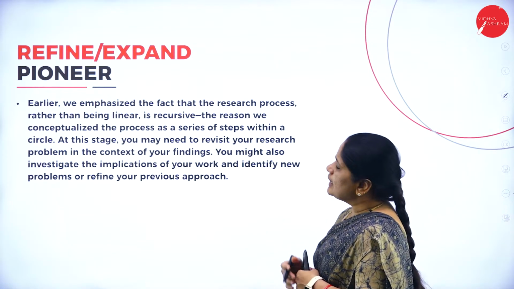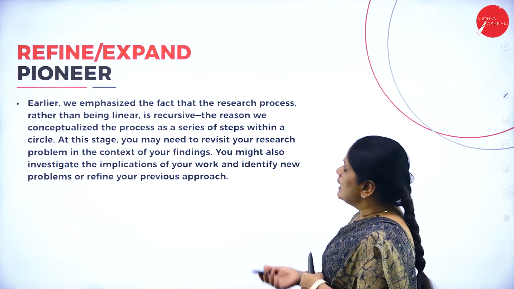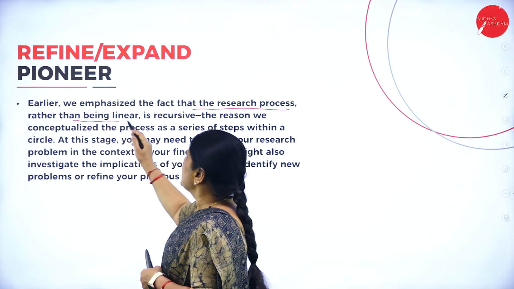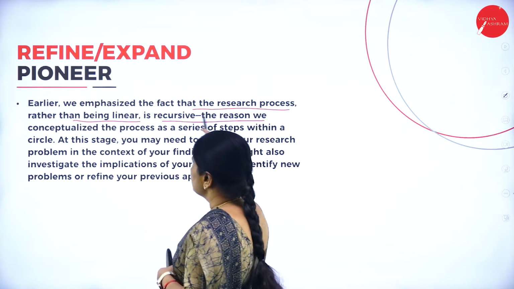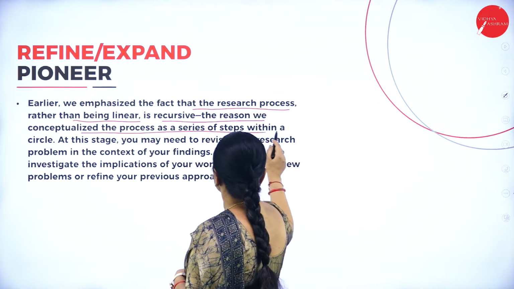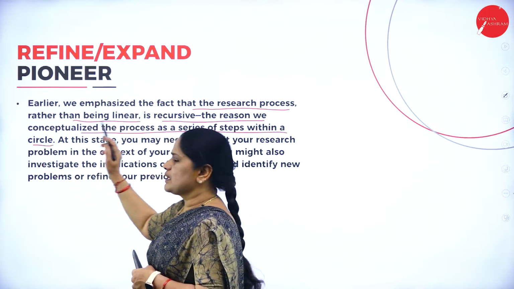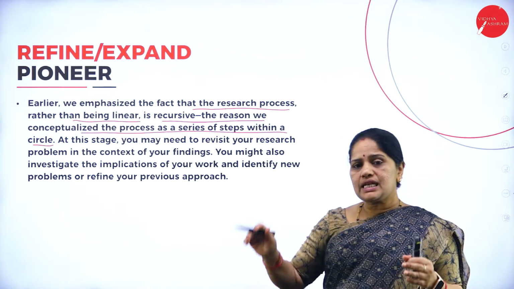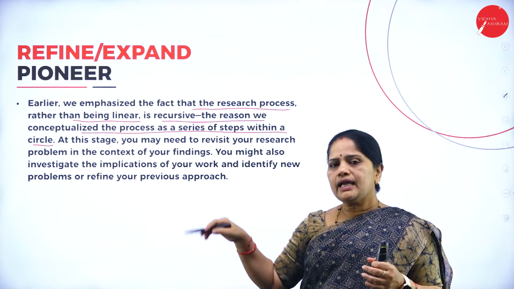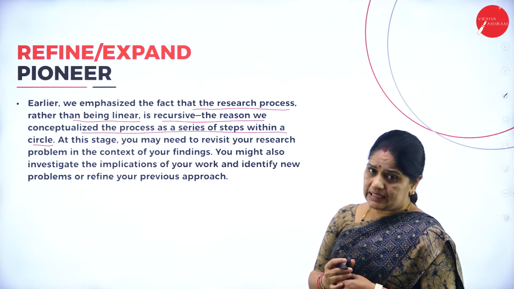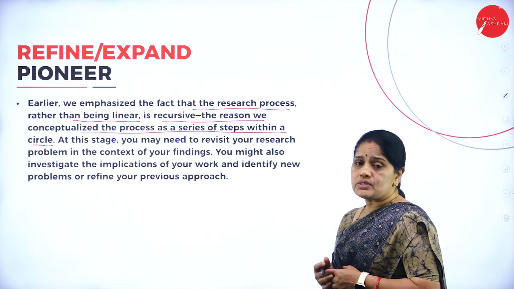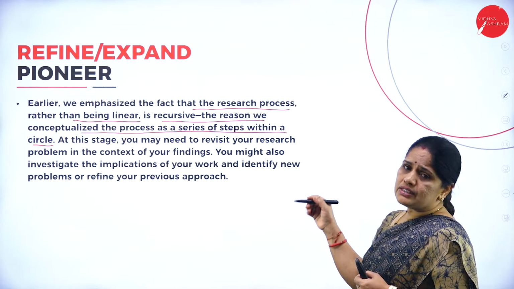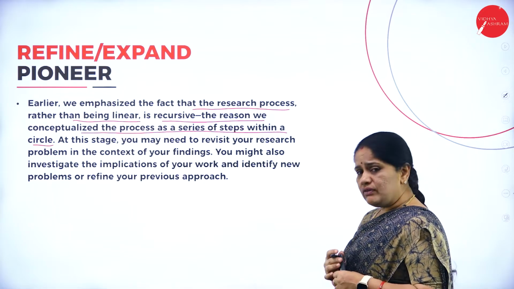Then refine, expand, pioneer. Earlier we emphasized the fact that the research process, rather than being linear, is recursive. That is the reason we conceptualize the process as a series of steps within a circle. In the first slide itself we told you that research is like a circle, where you begin, you end up in the same place, and the steps you take land you back at the point where you started.